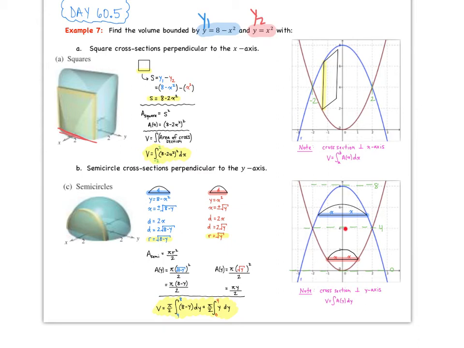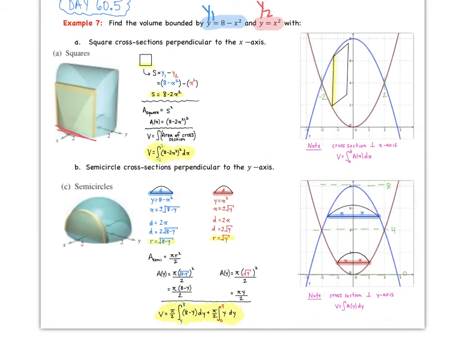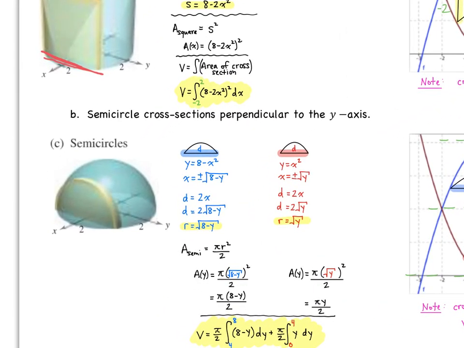Okay, so let's just take one of these cross sections out, and we need to focus on the area of this. Okay, and notice that the radius is our x value. Okay, so we have to think about that. Our radius is the x value, so that means since we are horizontal, or perpendicular to the y-axis, we need to be in terms of y. All right, so let's zoom in on these cross sections.